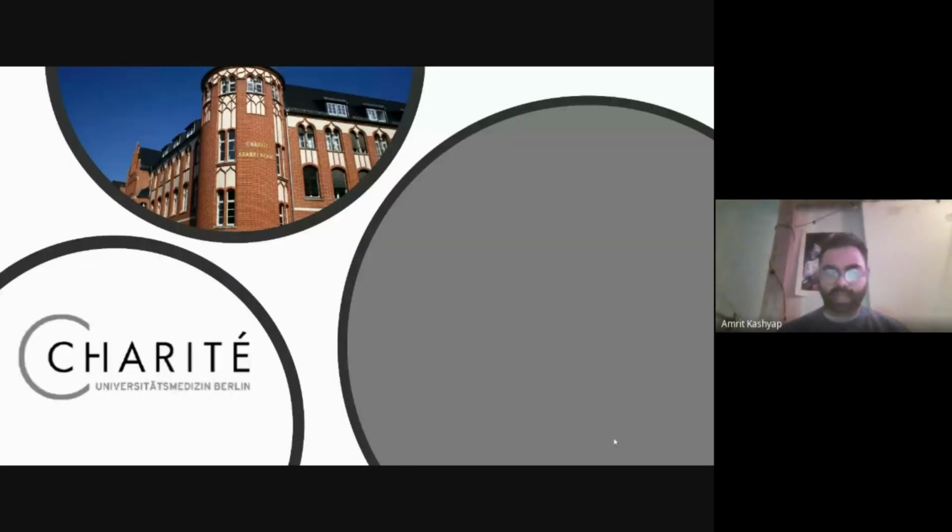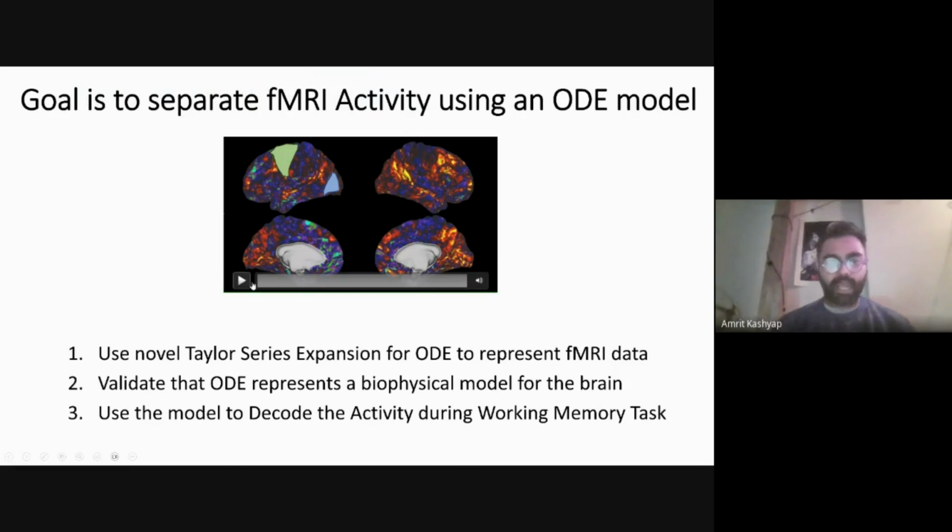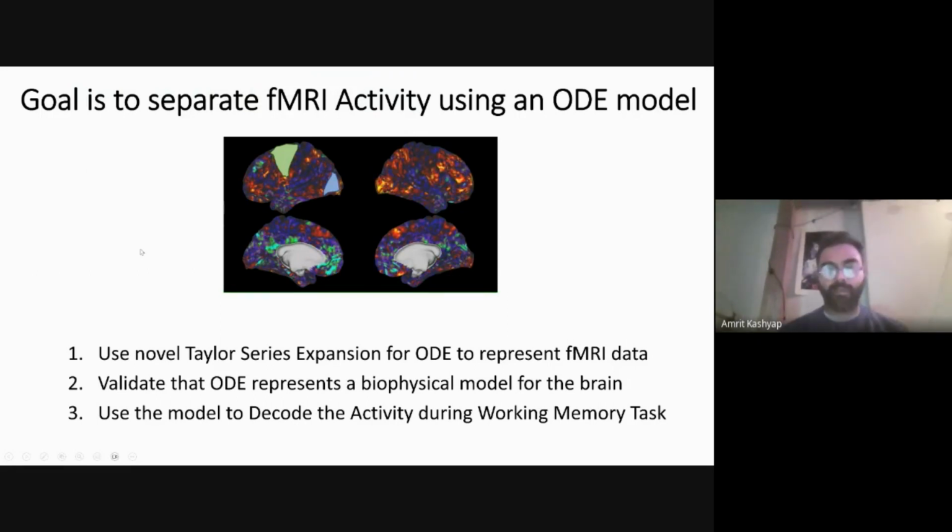Hello, everybody. I'm Dr. Amrit Kashyap, and I am going to give a presentation on constructing an ODE model for fMRI data. fMRI data is thought to be the sum of both network activity as well as task-dependent activity. This network component comes from cortical loops that already exist, and we are hoping to construct an ODE model to represent this network activity. Then we're going to validate that we have this network activity because it looks like a biophysical model of the brain, and then we're going to try to decode the stimulus-dependent activity by removing the network activity.